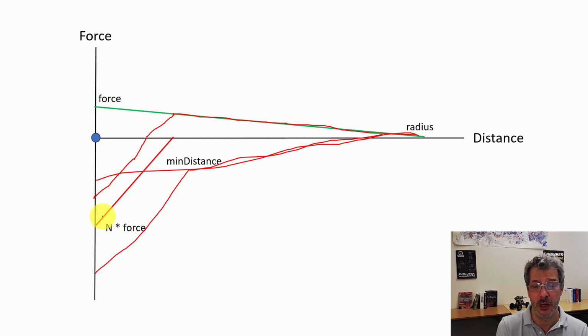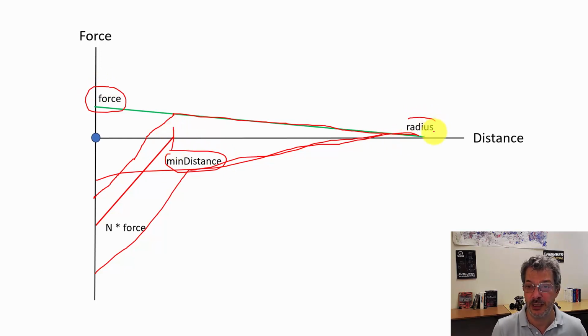In terms of the coding, we have 3 variables that we need in both models. We need to know what this force is. We need to know this minimum distance, which is the distance where the repulsive force cuts off. And we need to know a radius, that's the maximum distance of our primary force.